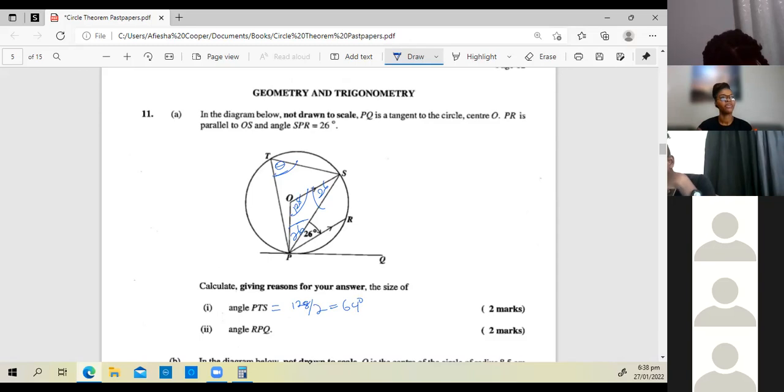RPQ. 26 plus 26, which is 52, and minus that from 90, I get 38. Correct, because this is a radius and this is a tangent, so that means it's 90. So 90 subtract 26 twice, which is 38.